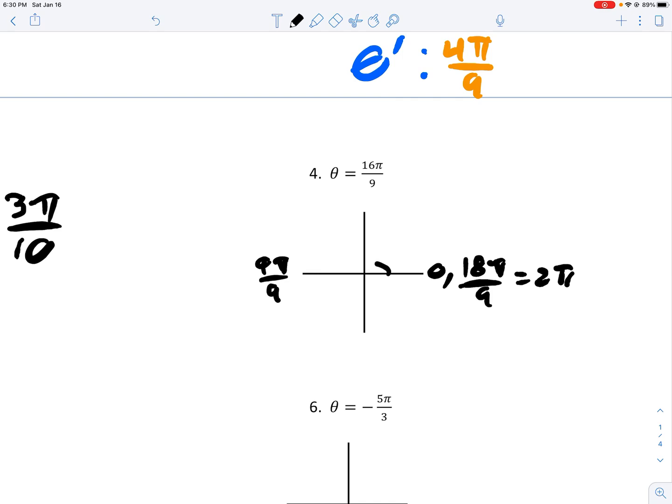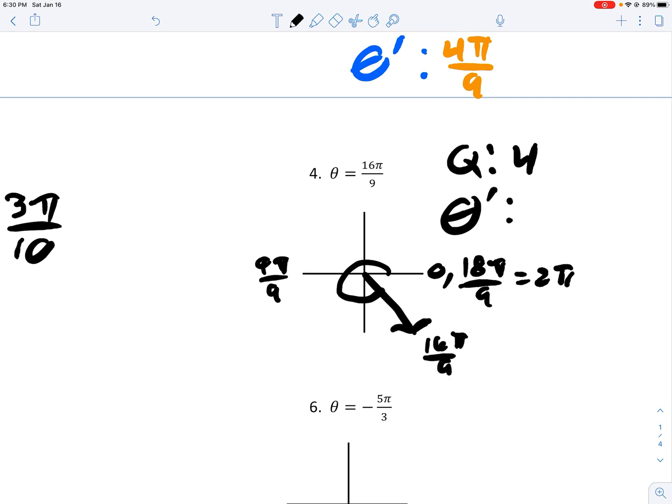So I know I don't make it all the way around one full rotation, because that would be 18 and I'm at 16. So I'm in quadrant 4. Theta prime: if this is 16 pi over 9, what is this angle right here that I'm shading in black? Well, how far is it from 16 to 18? It's 2, so 2 pi over 9.